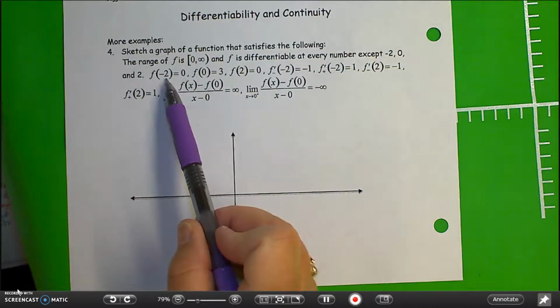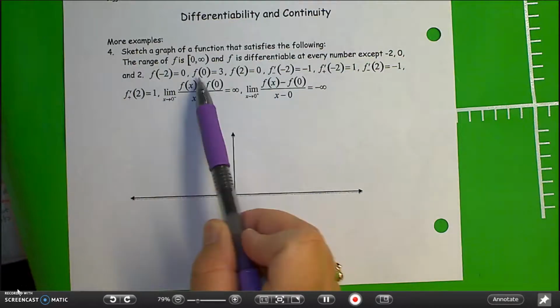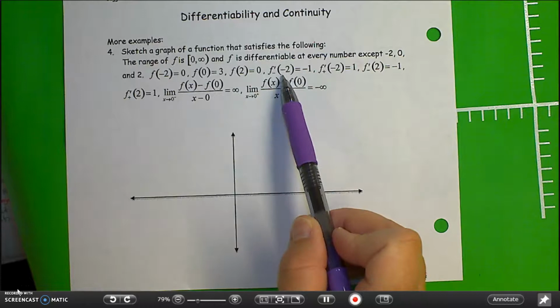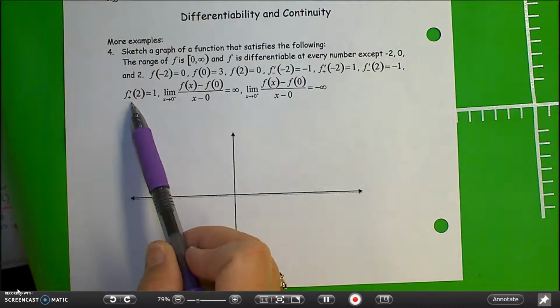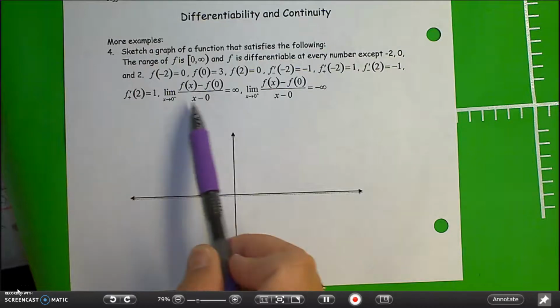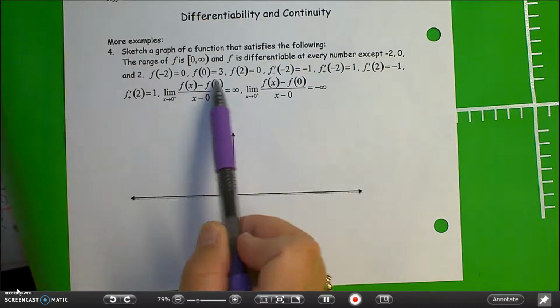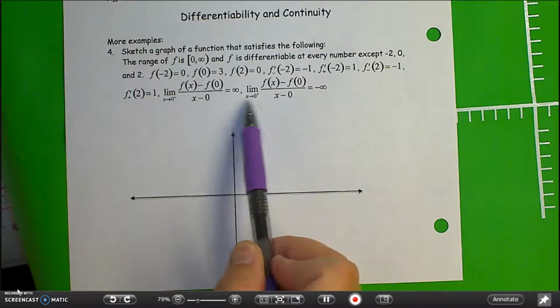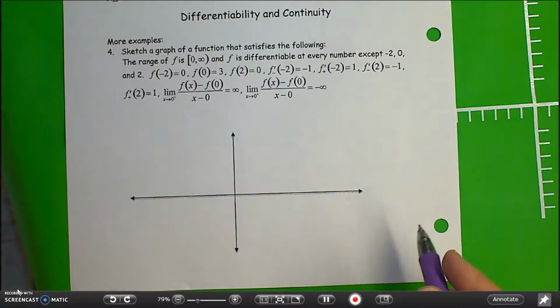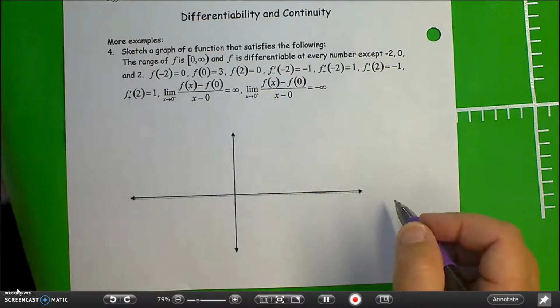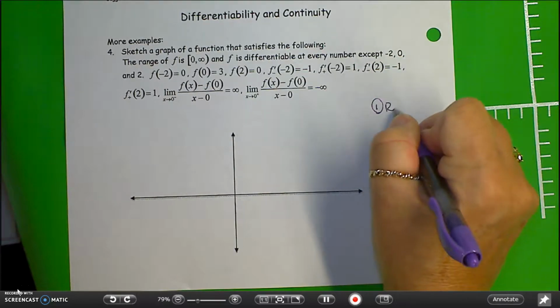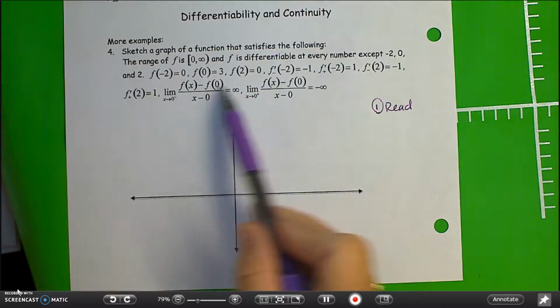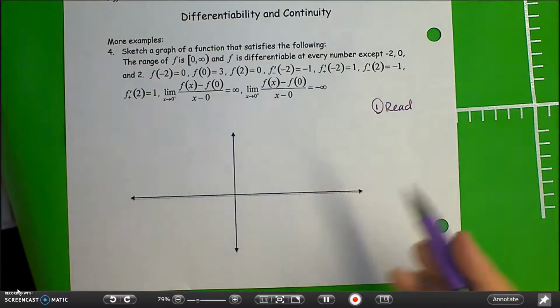And here are three points that we were given, and derivatives from the left and right of -2 and 2. These are also derivatives from the left and right of 0. So basically when you work these kinds of problems, your plan of attack should be this. Step 1, read through the problem. Get an idea of what you have to work with.